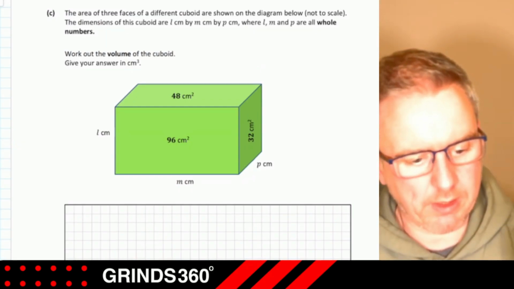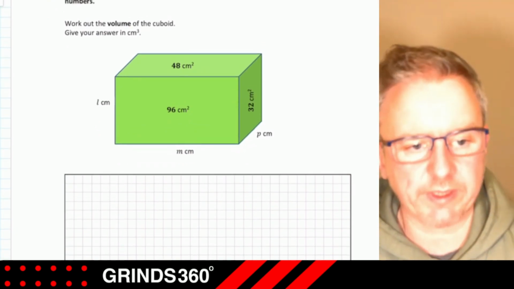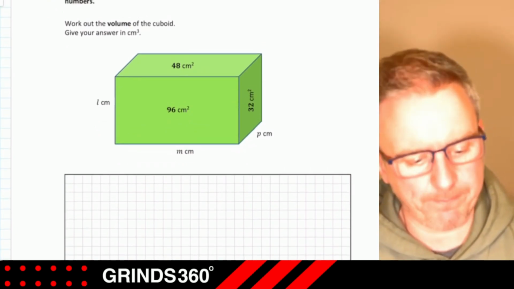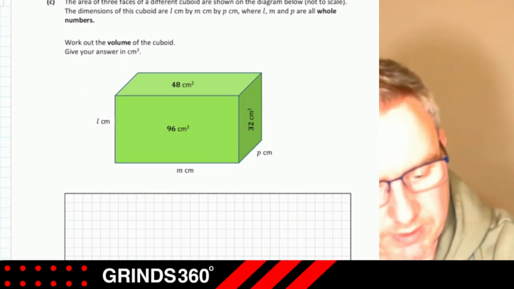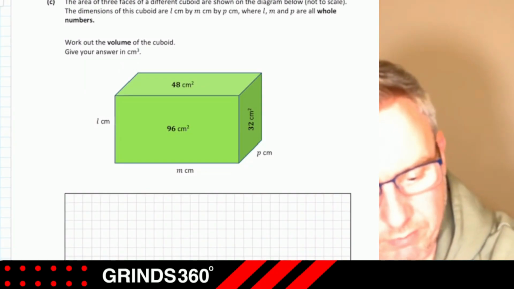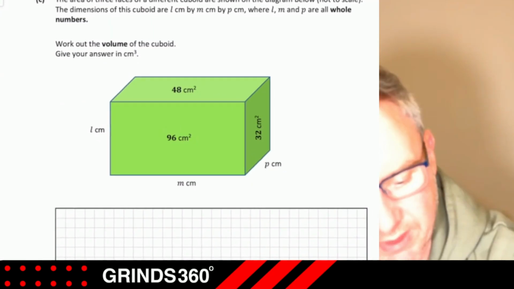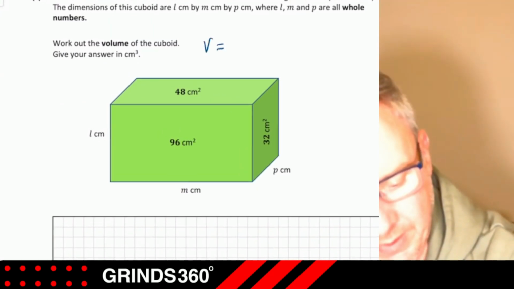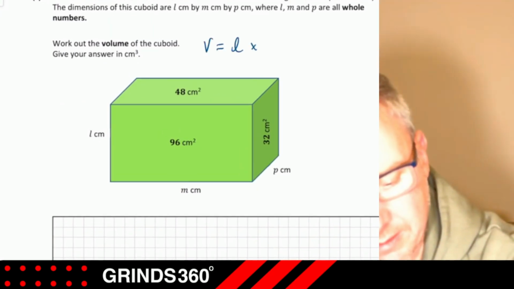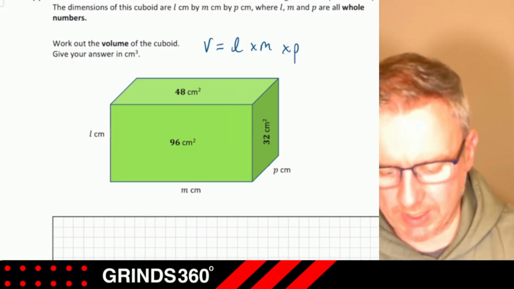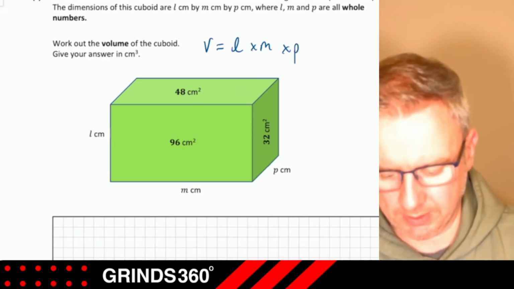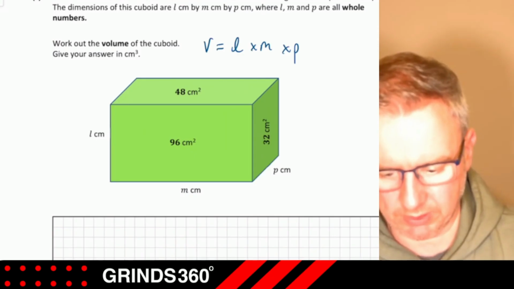So I'm going to go through one of the methods that you could have used on this, okay? Just to show you. So a lot of people, first of all, to get my volume, they would have put down their formula for volume and they would have said, right, the volume of this is going to equal L times M times P, which is correct, okay? So L times M times P, and they know that that is the volume. That's what they're looking for, okay?